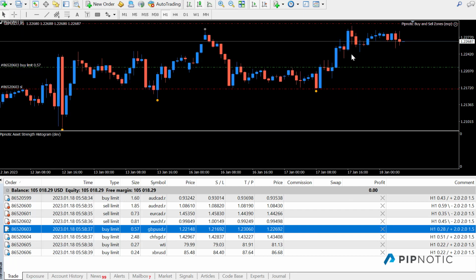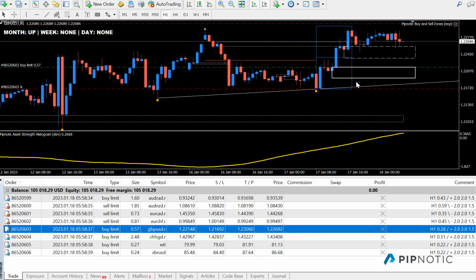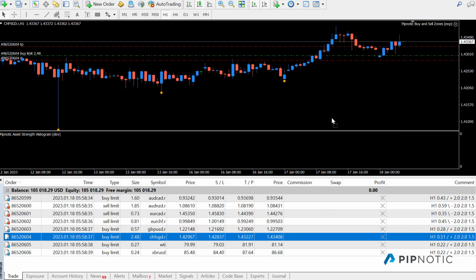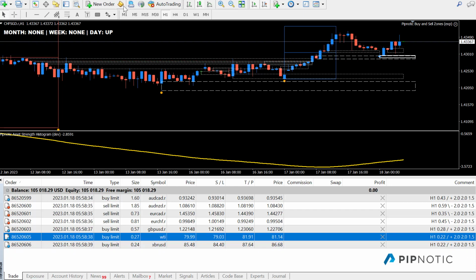Go to the next one. I like this one. This is lovely. A nice, clear indication that prices were at an imbalance in the supply and demand here. We go to the next one. Yeah, I don't like that one so much. I'm just going to remove that.